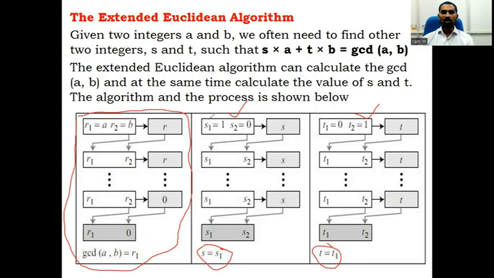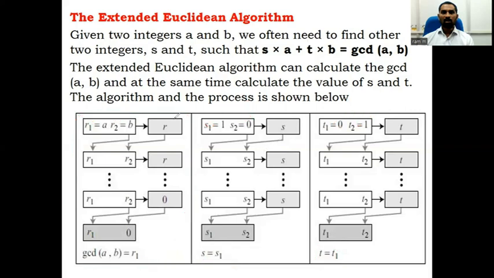But the initialization is different. For finding the GCD of A comma B, we take R1, R2 as A and B. Here, for finding the value of S, we take S1 as 1, S2 as 0. For finding the value of T, we'll take T1 as 0, T2 as 1. Apart from that, the entire thing is the same.